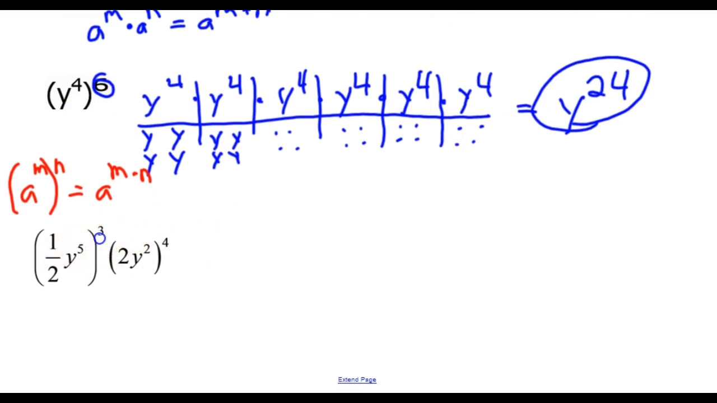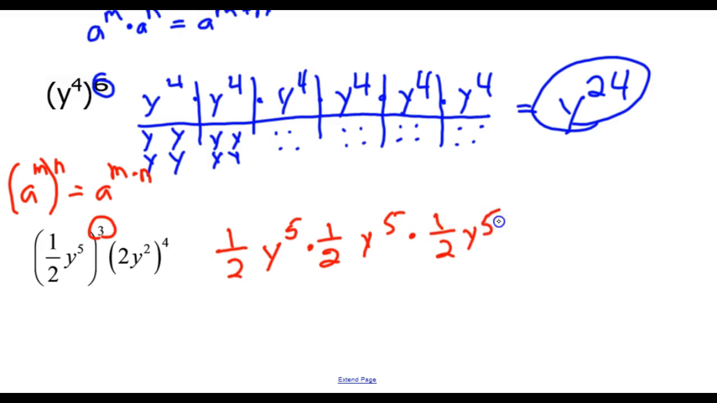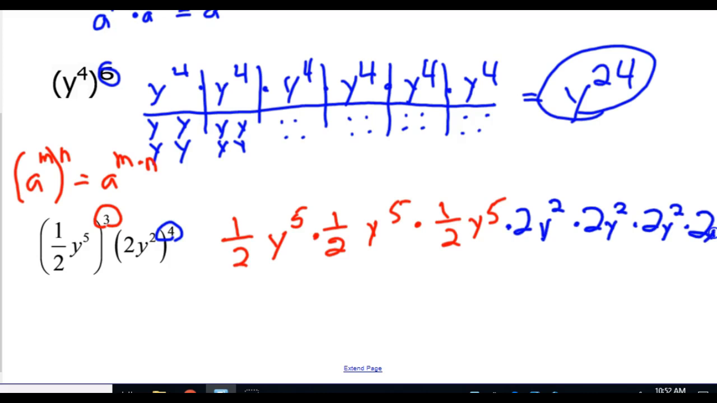The next one, this 3, is saying we have 3 total of these. So we have 1 over 2 times y to the 5th times 1 over 2 y to the 5th times 1 over 2 y to the 5th. We also have 4 2y squareds. So 2y squared times 2y squared times 2y squared, and one more 2y squared.